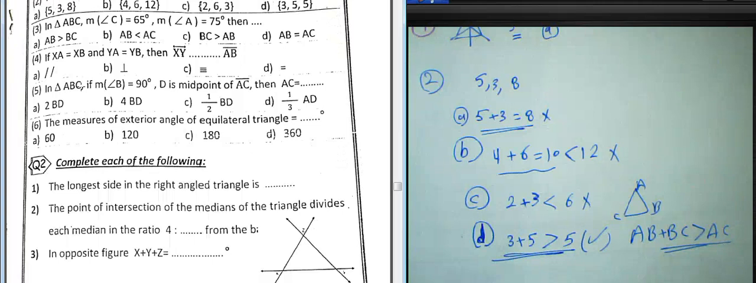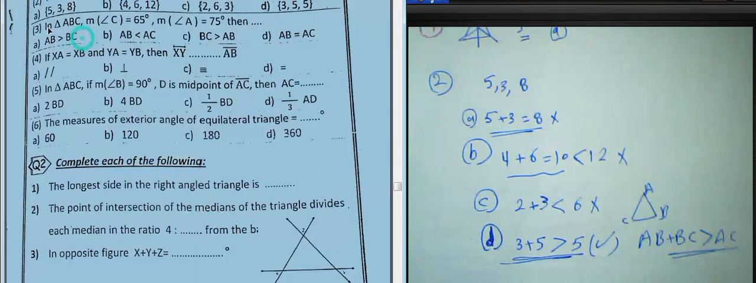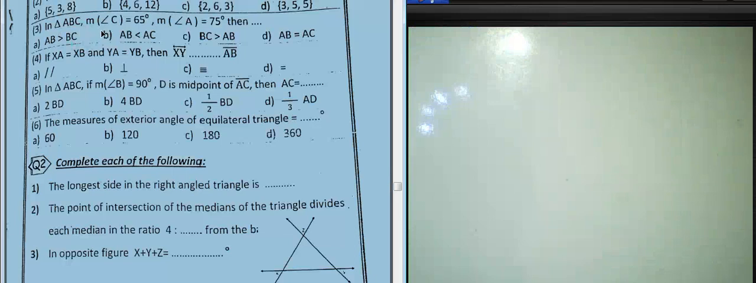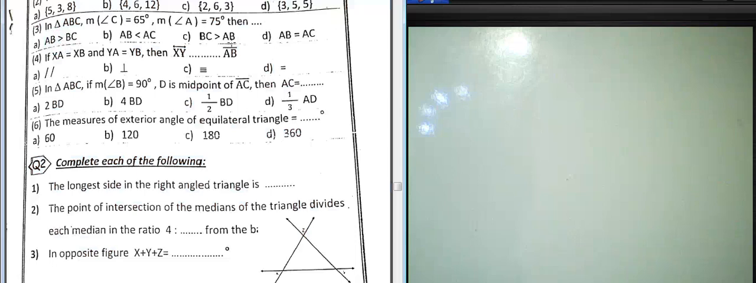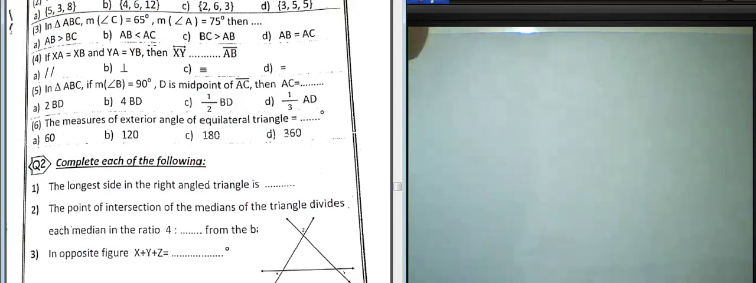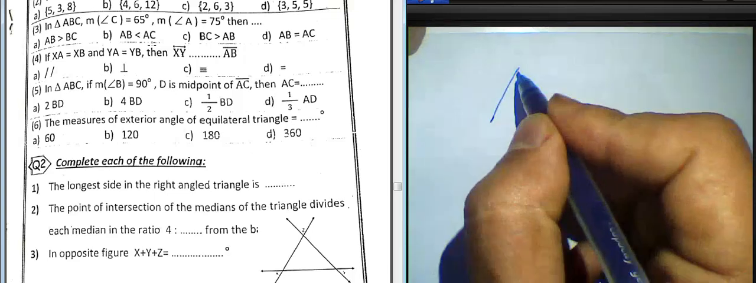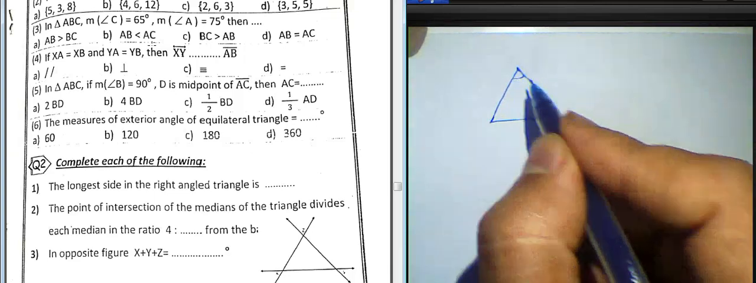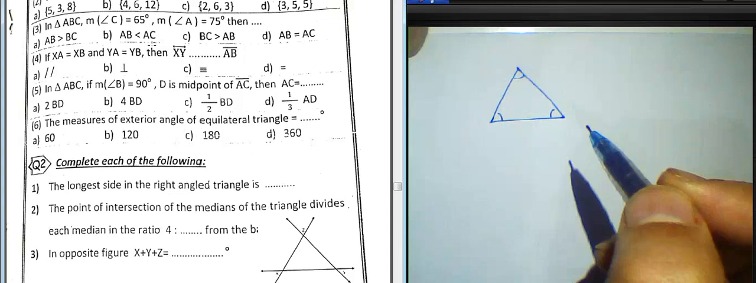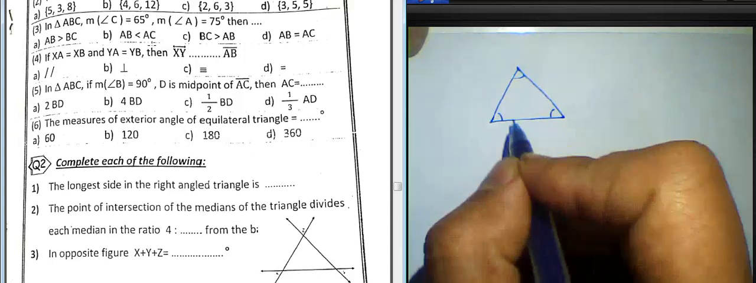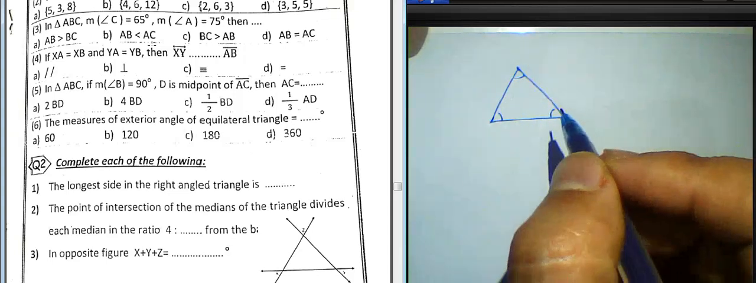Okay, question number 3. Look with me here. In triangle ABC, the measure of angle C is 65 degrees and the measure of angle A equals 75 degrees. Then what is true? Choose letter A or B or C or D? First, we must know the third angle in the triangle. We know the sum of interior angles in a triangle will be 180.